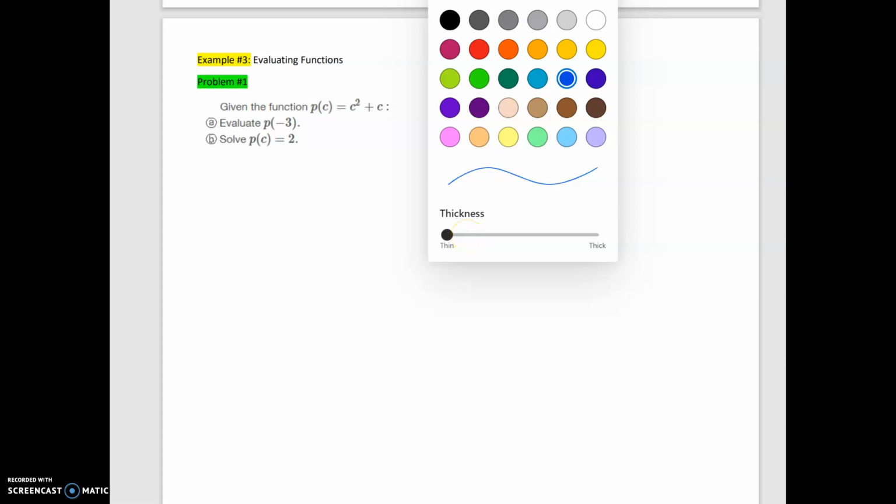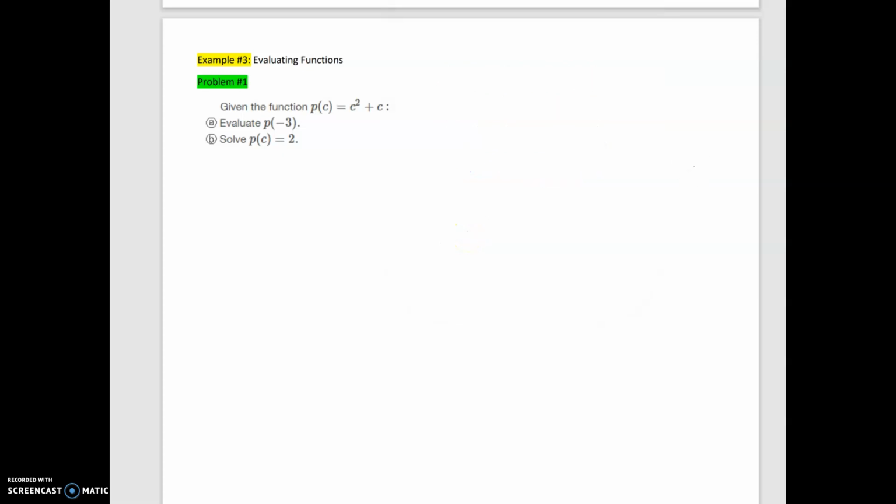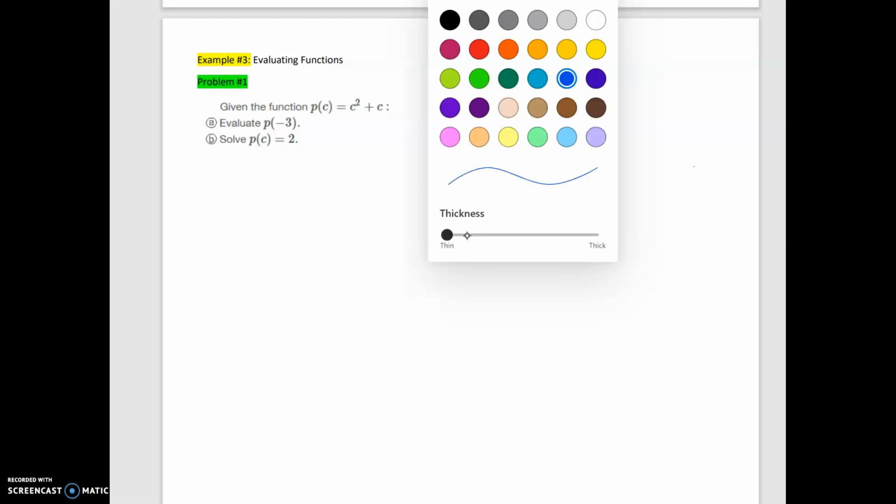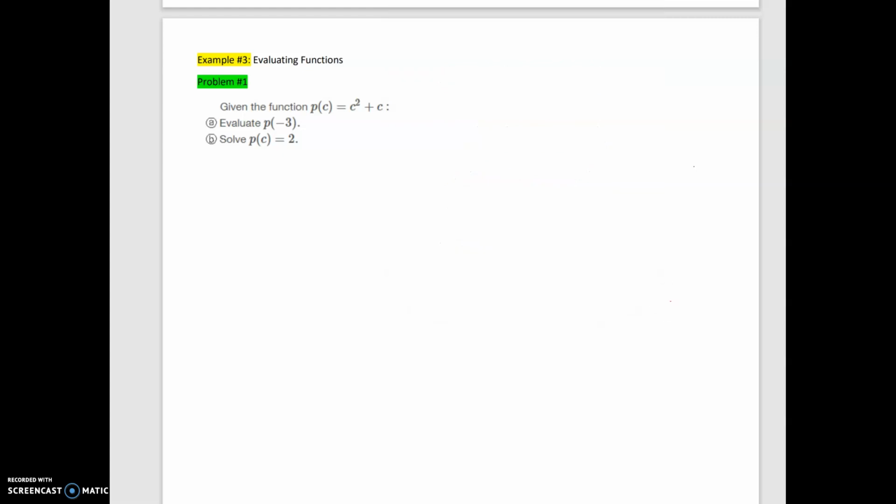Hi class, we need to take a look at function evaluations. For all these problems, they're going to give us a function and then they're going to want us to find a specific x or y value. So for this one, let me just do A here.